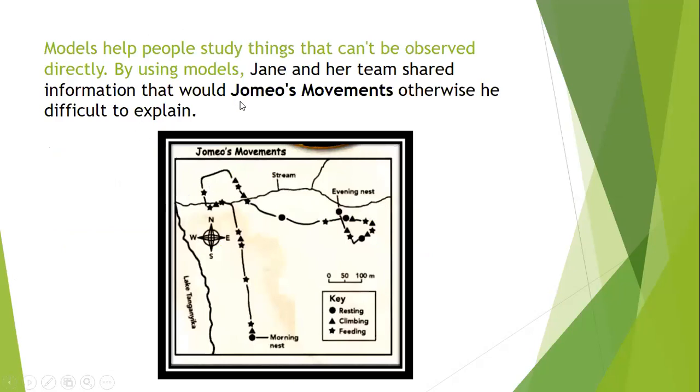And Jane made a model in order to track the movement of Jumio. Resting, climbing, and feeding can be shown with symbols: a circle for resting, a triangle for climbing, and a star for feeding time or the place where he feeds.